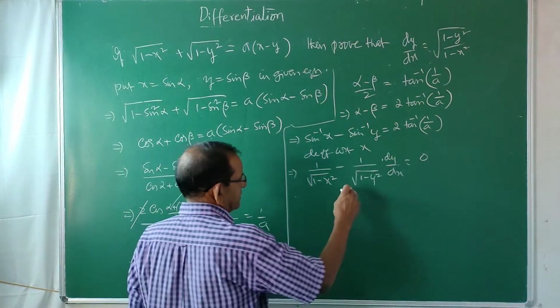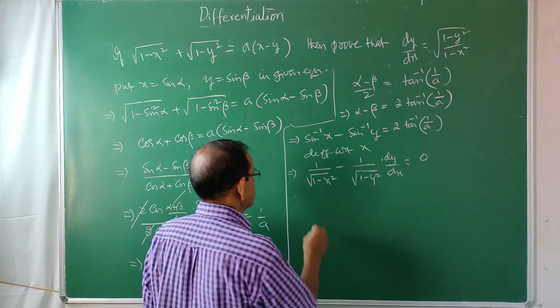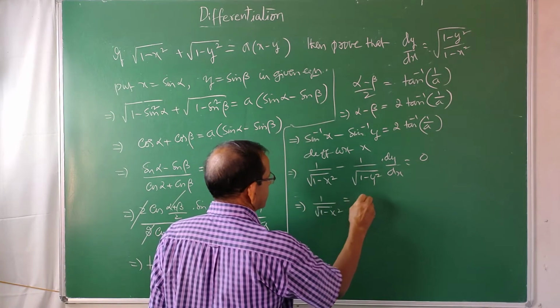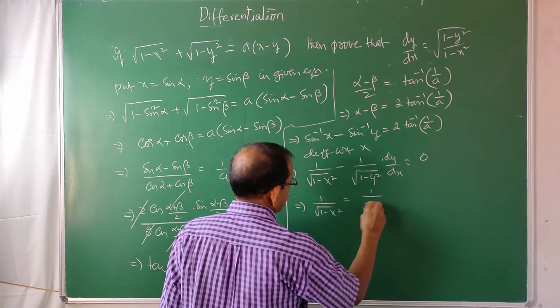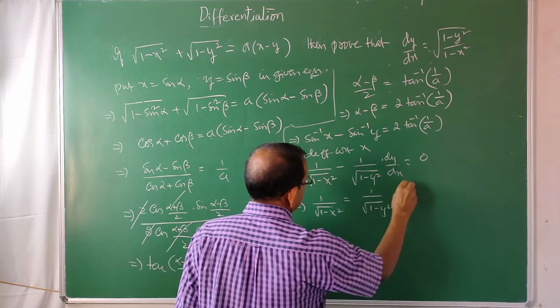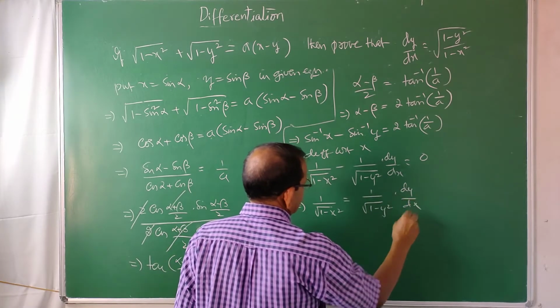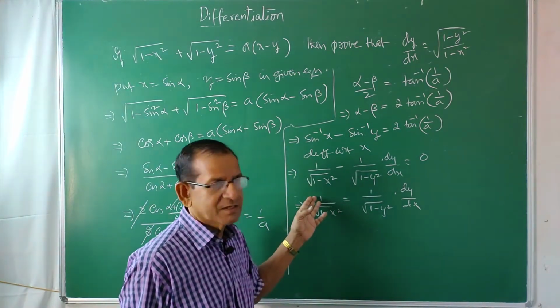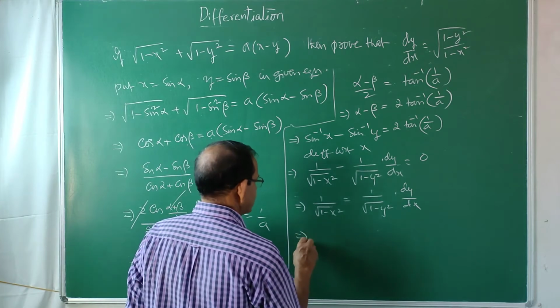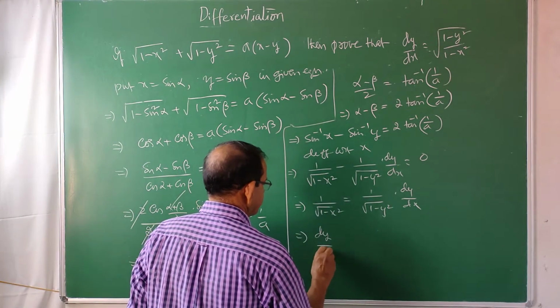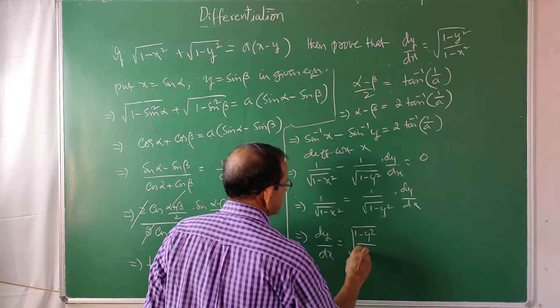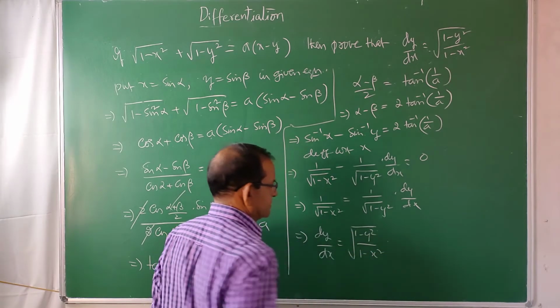Now you bring the dy by dx term to the right side. 1 by root of 1 minus x square is equal to 1 by root of 1 minus y square into dy by dx. Then what is dy by dx from this? This goes to the numerator. So that implies dy by dx is equal to square root of 1 minus y square by 1 minus x square.